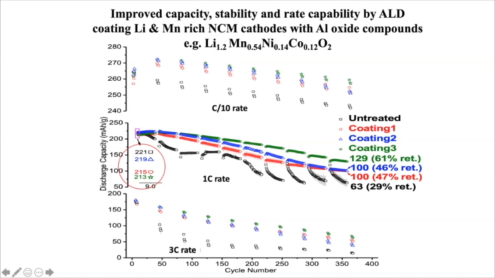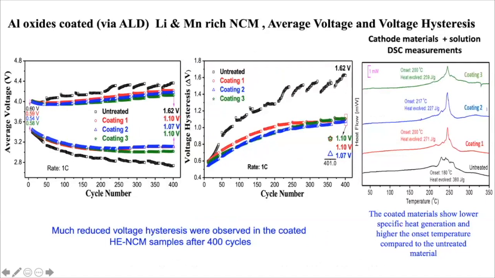But also what is very nice is the effect on the voltage. So you can see the average voltage, discharge and charge, along 400 cycles. And here you can see the hysteresis. We also count the hysteresis, the difference between the discharge and charge voltage. This is also a very important parameter. And compared to the reference, along 400 cycles, we see the increase in the hysteresis. And here, with the coating, we get stabilization.